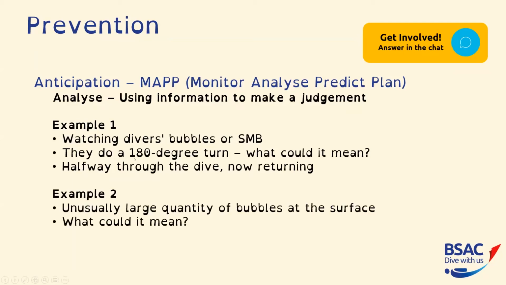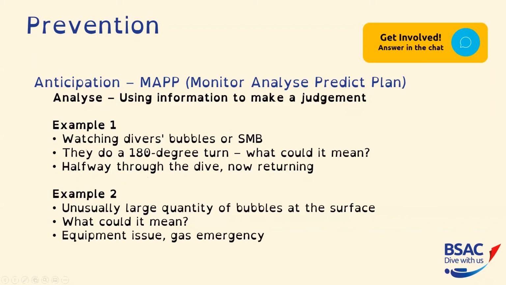Unusually large quantity of bubbles at the surface. What about that? What would that mean? Yeah. So Martin and Barry both come up with free flow. Yeah, that's entirely possible. Danny's saying, yeah, stress is a good example. Equipment failure. Yeah, that's quite right. So yeah, that's what we've been thinking as well. So equipment issue or perhaps a gas emergency. So that's the analyze phase. So we've looked at what's happening and then we've analyzed what it could be.